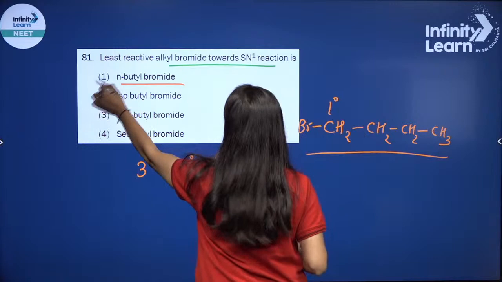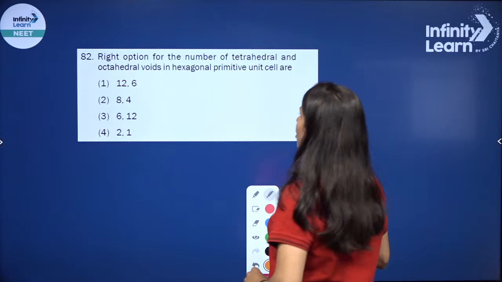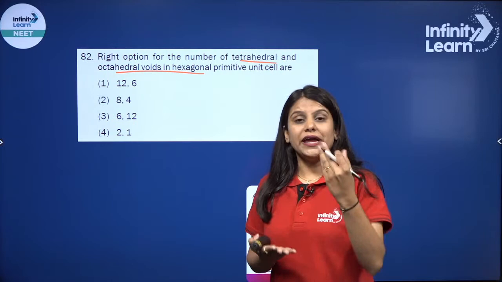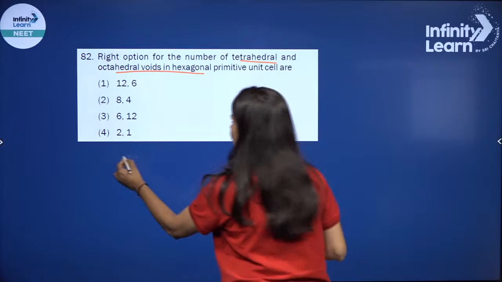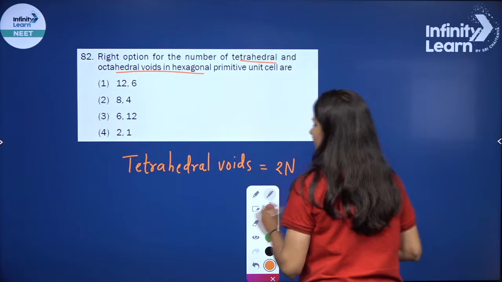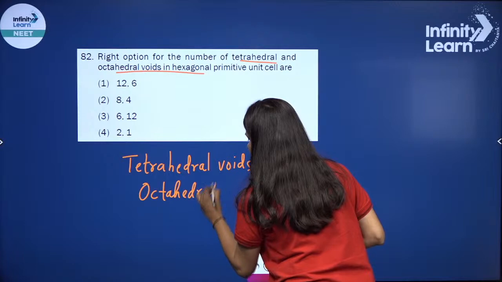Next question. Write option for the number of tetrahedral and octahedral voids in hexagonal primitive unit cell. When I'm talking about tetrahedral and octahedral voids, it depends on the number of atoms. For tetrahedral, the number of voids is equal to 2n. And what about the octahedral voids? It will be equal to n.